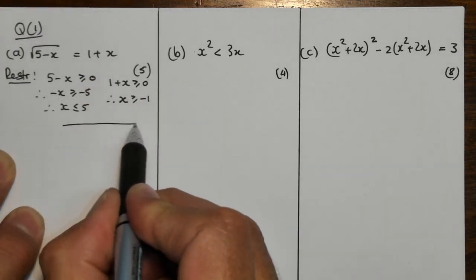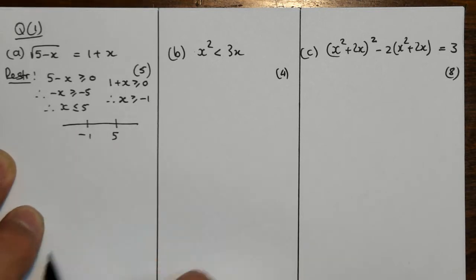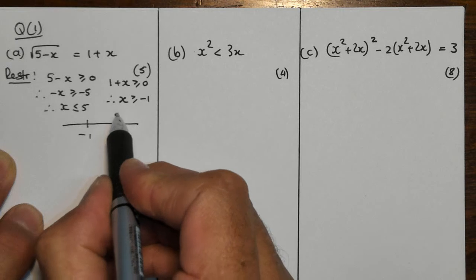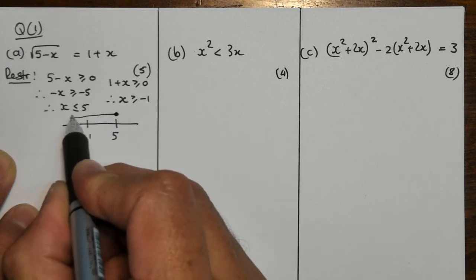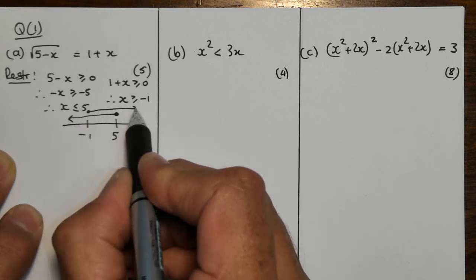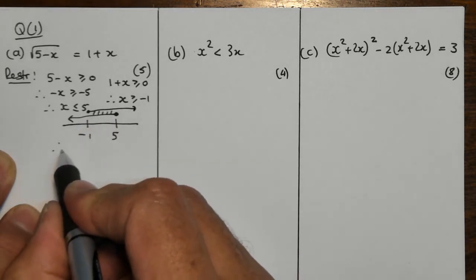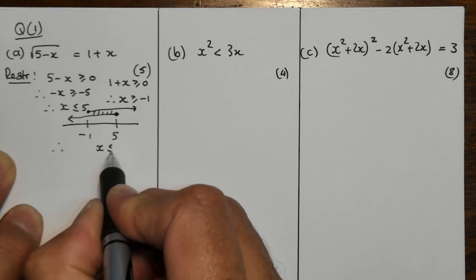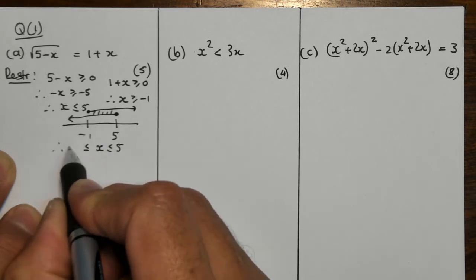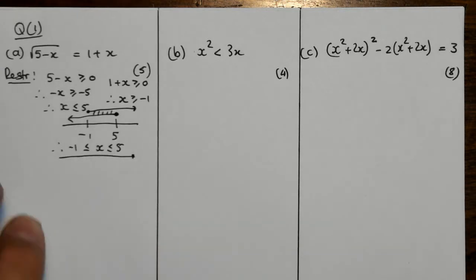Now folks, when you go to a number line, there's minus 1, there is 5. This solution says to the left of 5, it's smaller than. That one says anything bigger than minus 1. You can see where the overlap is. So my final restriction is going to be smaller than or equal to 5, but at the same time it has to be bigger than or equal to minus 1.